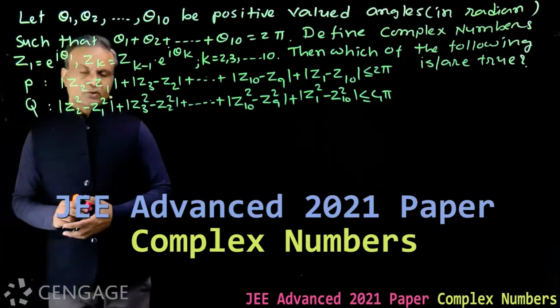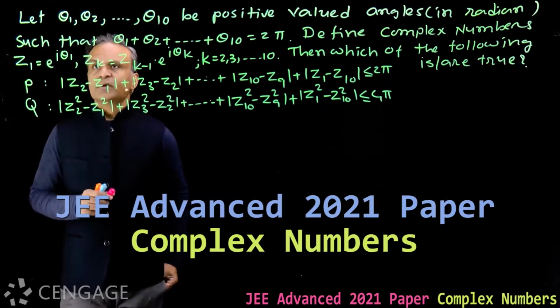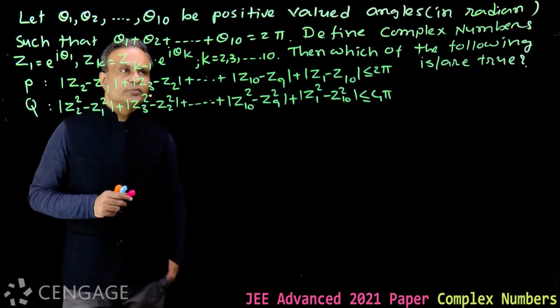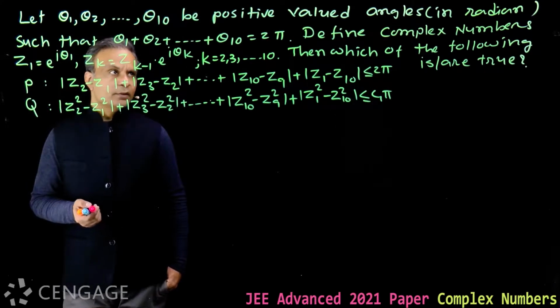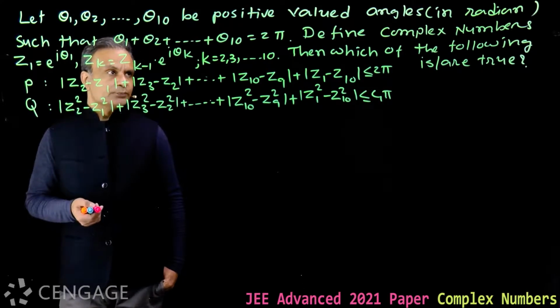Okay, now your questions based on complex numbers. Here we have the first question. Let theta 1, theta 2 up to theta 10 be positive valued angles such that the sum of angles is 2 pi. Here angles are in radian measure.